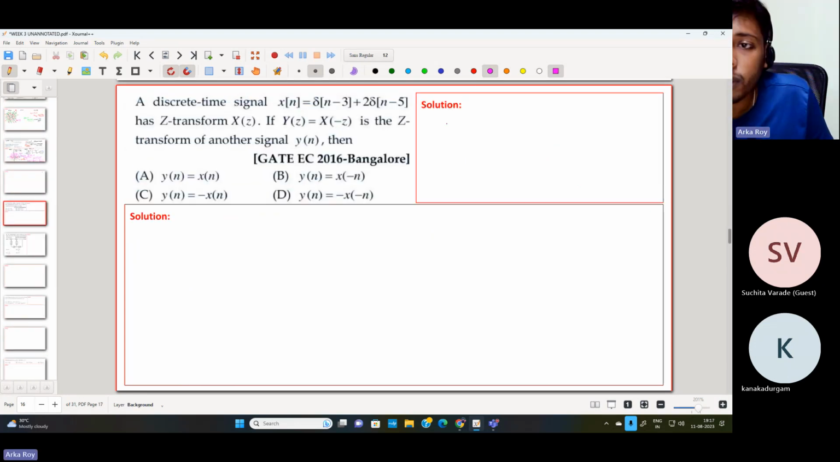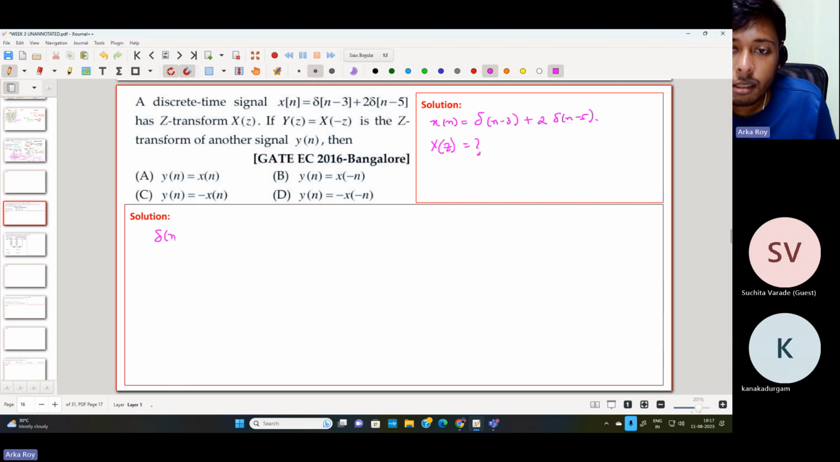Moving forward with the next question, x[n] is represented as delta[n minus 3] plus 2 delta[n minus 5], and we need to find X(z). So let's first find the z transform of delta[n]. Let us consider x[n] is delta[n].